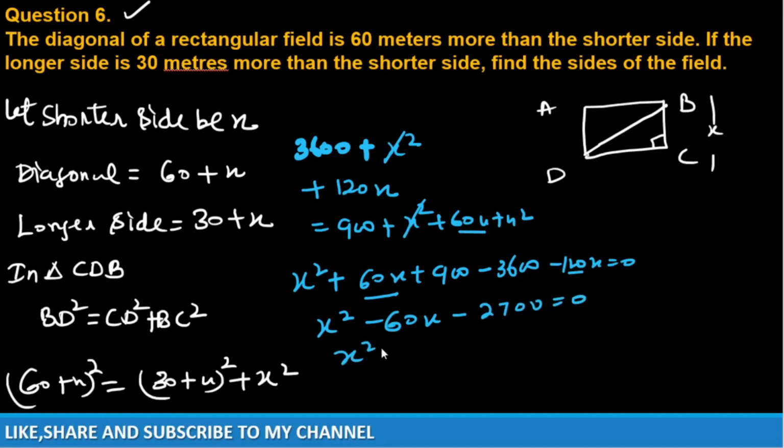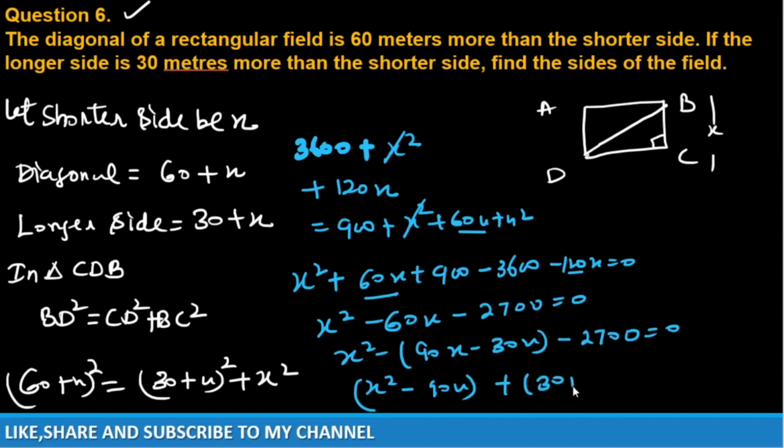So you can say x square minus, I will do the factors, 90x minus 30x, 90 minus 30 becomes 60, and 90 into 30 becomes 2700. It is 2700 is equal to 0. Now x square minus 90x inside one bracket, plus 30x minus 2700 is equal to 0 inside one bracket. Now I'm going to erase this part.